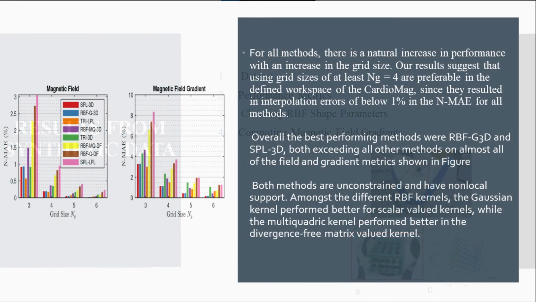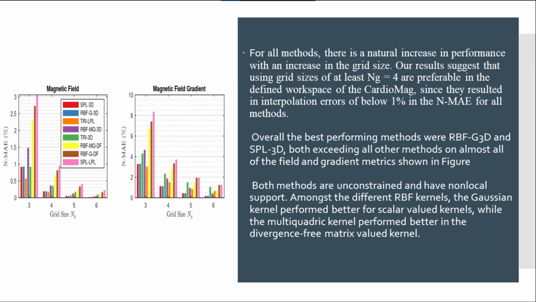Now, let's see the comparison of field interpolation performance. In magnetic field, comparing the methods for RBF methods, shape parameter is used. Measurements are performed on the increasing grid size between 3 and 6. All methods are showing that by increasing grid size, there is a natural increase in performance. As we can see, the best overall performing methods for RBF, G3D and SPL3D, both in field and grid.